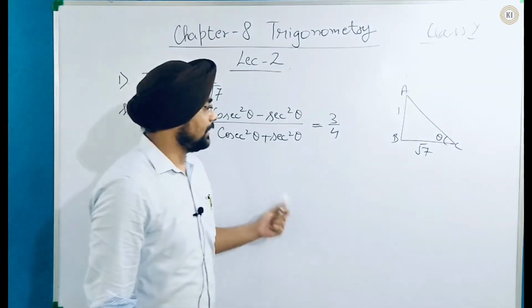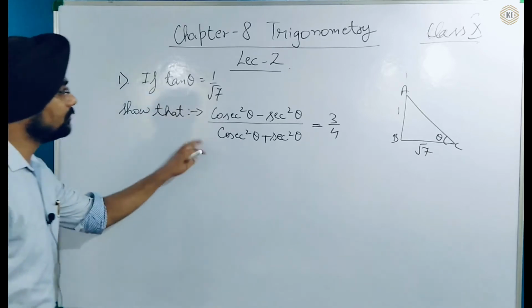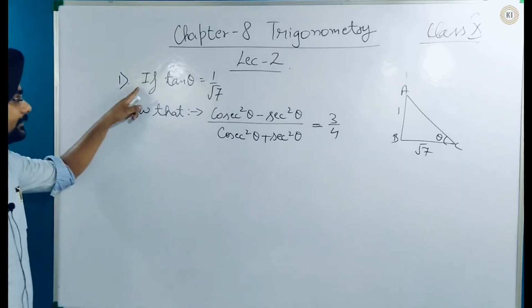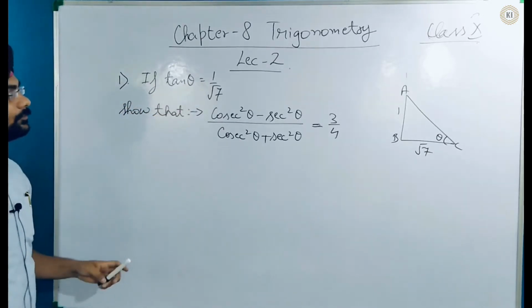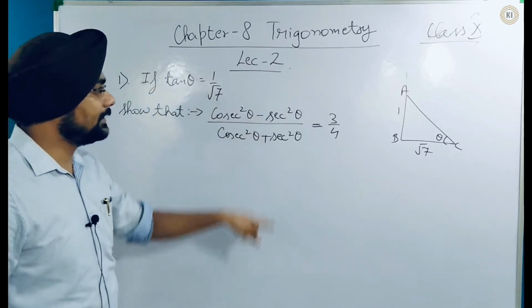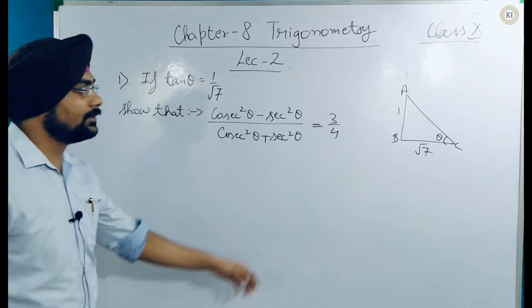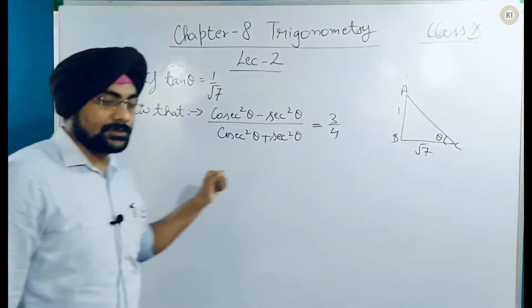Now I am going to start some more questions based on your trigonometric ratios. Now see this question. It is given that tan theta is equal to 1 upon root 7. So we have to prove that (cosec square theta minus sec square theta) upon (cosec square theta plus sec square theta) will be equal to 3 upon 4. So see how to start.